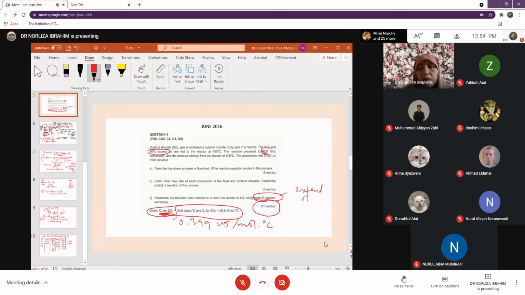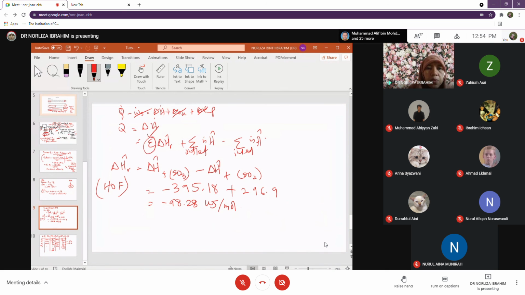Why? Because later you need to know the extent of reaction. Actually this question even asks you to calculate using the extent of reaction method. For heat of reaction, you have to calculate the extent of reaction to be able to calculate this. So it's up to you, Ikmal, whether to use atomic or extent of reaction. If you use atomic, you still need to calculate the value of the extent of reaction to put into this formula. Okay, understood, Doctor. Thank you. Alright. Any other question?